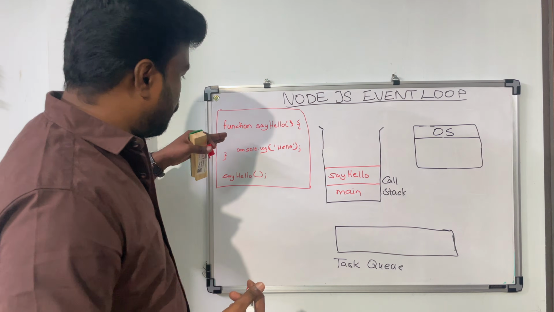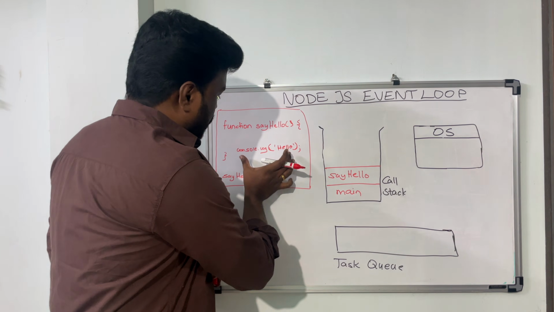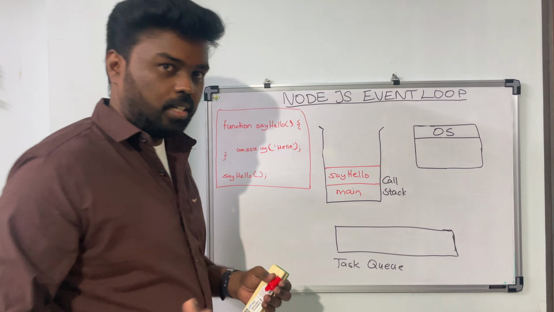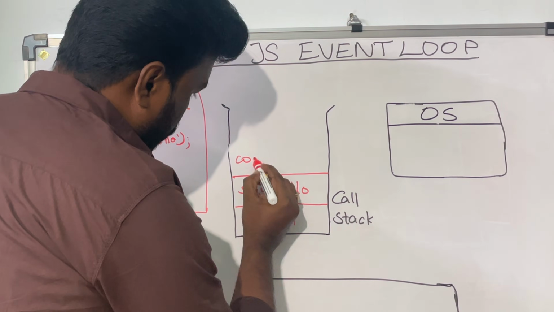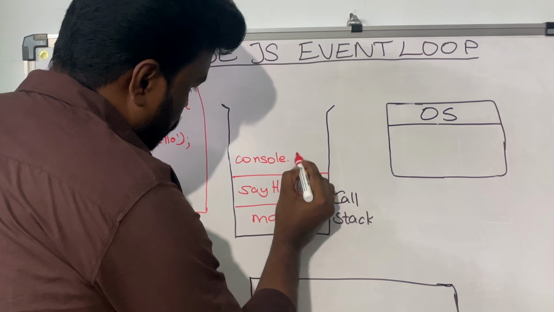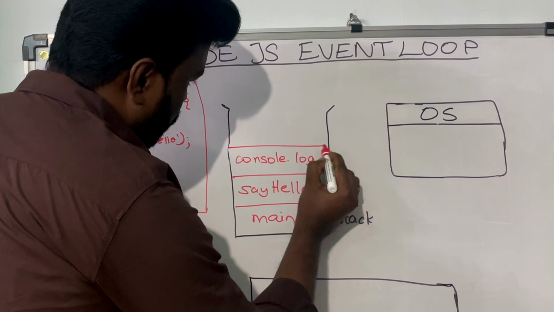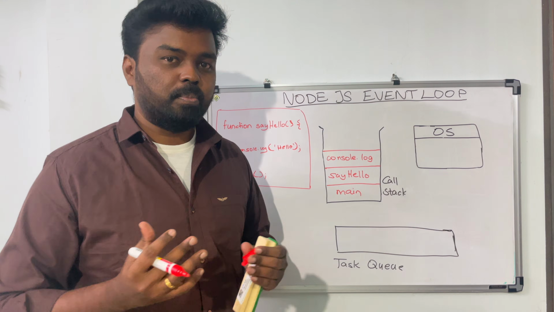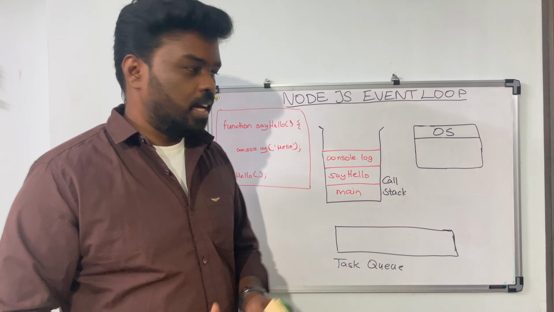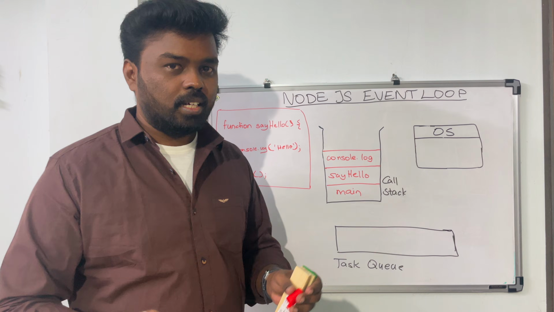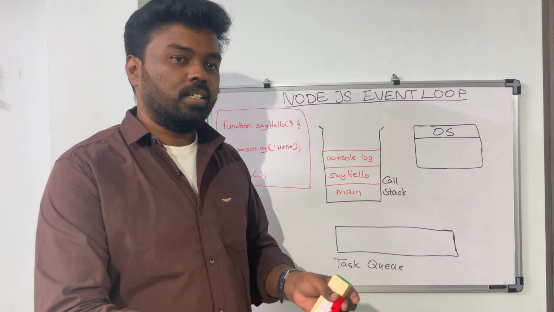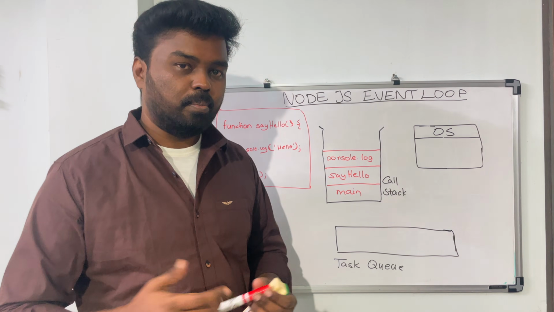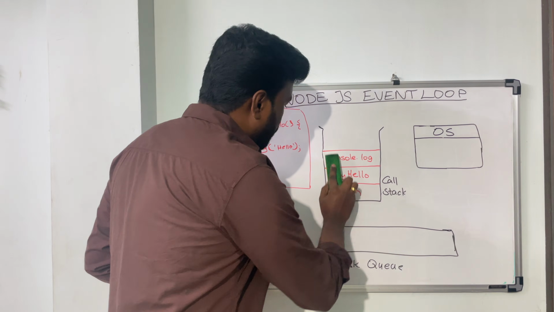Now inside the sayHello function, we have one more function, which is console.log. So this function needs to be moved into the call stack. Now the console.log function will start its execution. It prints the word hello to the output terminal, and once that execution is completed, as I already told you, the function will be removed from the call stack. So once the console.log function completes the execution, it will be removed from the call stack.